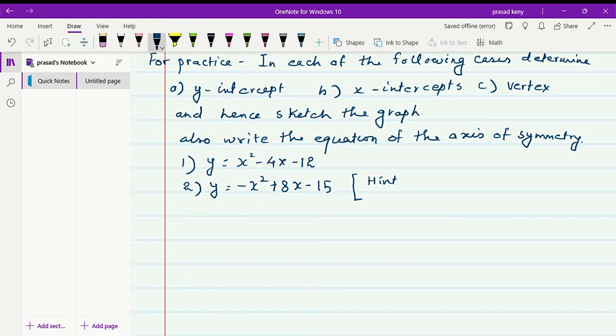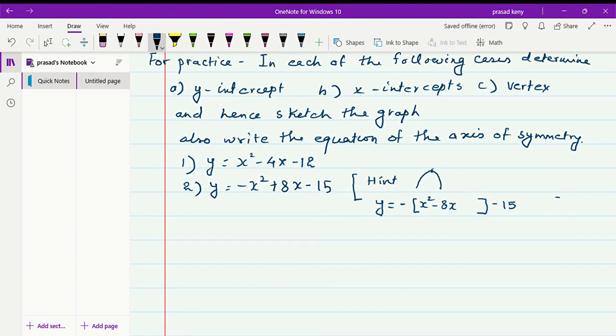See, first of all here, the x square coefficient is negative 1. So a is negative 1 means your graph will be in which form? Upside down U. So the turning point or the vertex will be a maxima here. So write these terms as, first you take the negative sign out. So x square minus 8x and minus 15 here. Now here after making the x square coefficient positive 1, the x coefficient is negative 8.